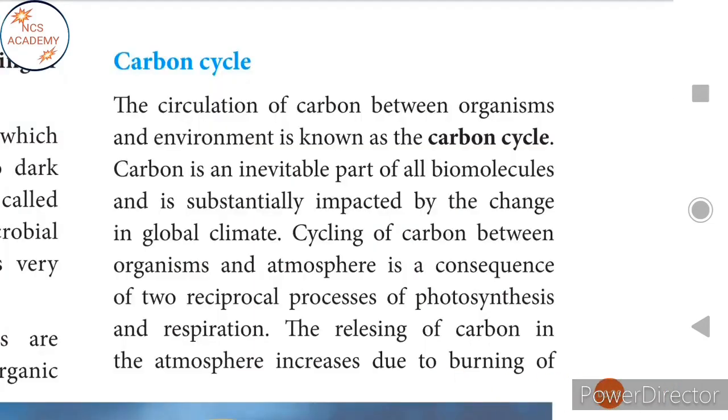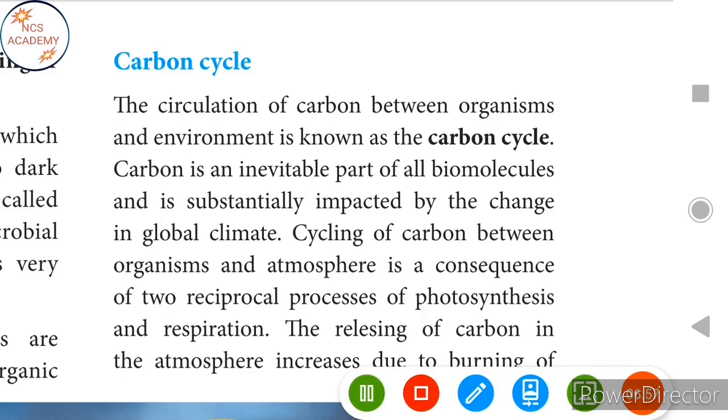Define carbon cycle. The circulation of carbon between organisms and the environment is known as the carbon cycle. Carbon is an inevitable part of all biomolecules, and it is substantially impacted by the change in global climate. The cycling of carbon between the organisms and the atmosphere is a consequence of two reciprocal processes, namely photosynthesis and respiration, during which carbon is released into the atmosphere.